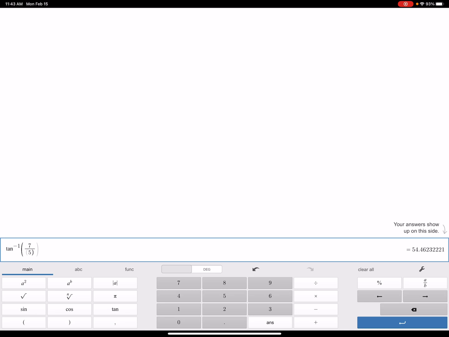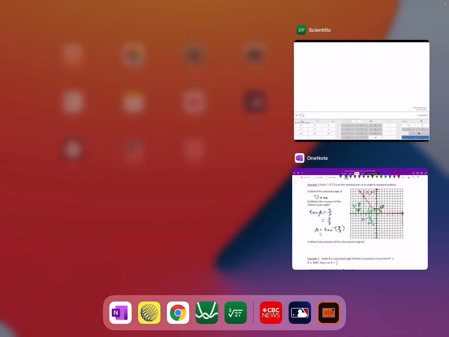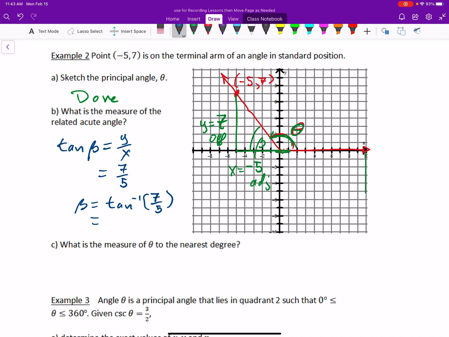So beta is 54. It's right near the middle. Let's call it 54.5 degrees just to feel good about that. So beta is 54.5 degrees. That's this angle in here. It's good to know that because we can use it to help us solve problems. But what we really want is theta, right? Luckily, beta and theta are related. That's why we call beta the related acute angle.